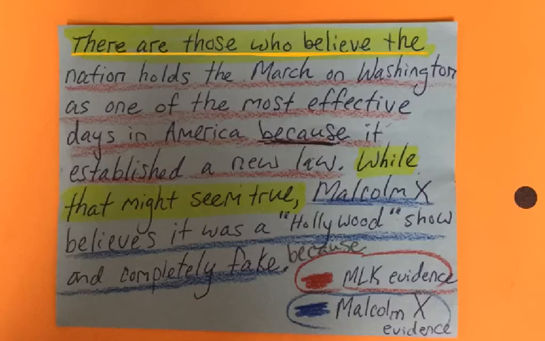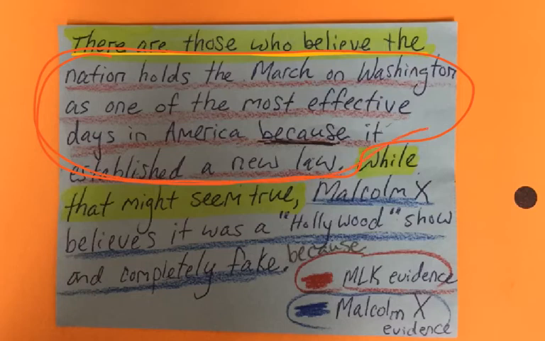Now, this right here, I'm going to use red. This right here is the opposing side. So that means that I am on Malcolm's side. I can see that Malcolm, I'm going to use blue, I see that Malcolm is last. That means I must have made the claim that Malcolm X's viewpoint on the March on Washington is correct. I believe that Malcolm X had great points that he brought up.